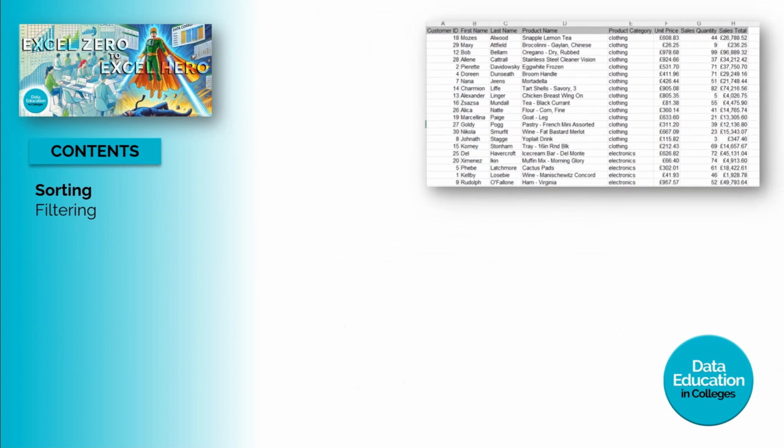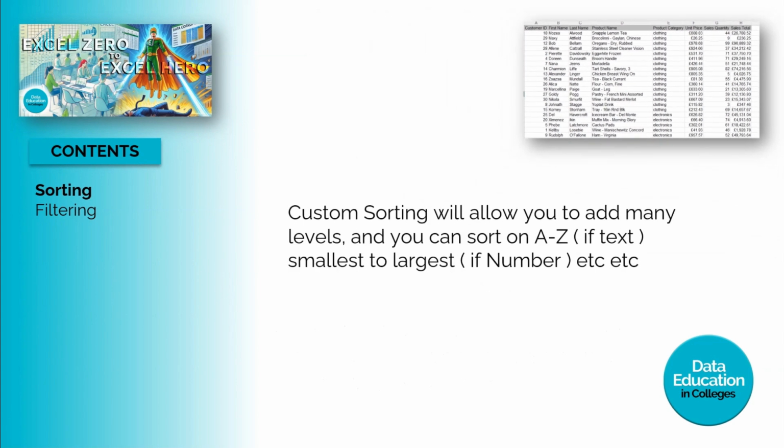Custom sort's quite powerful. You can add as many levels as you like. You can sort by A to Z if it's text, smallest to largest if number. You can even sort by cell colour.